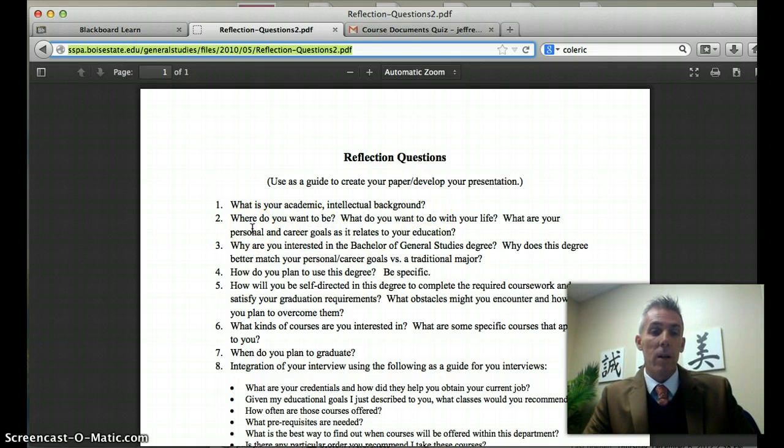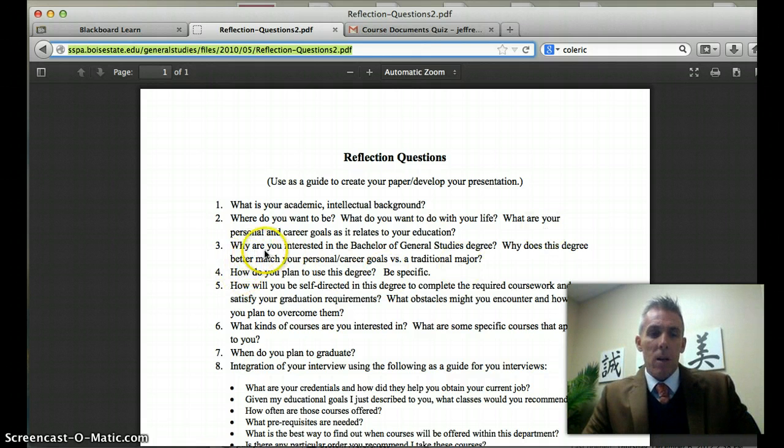Number 2, where do you want to be? What do you want to do with your life? Where are your personal and career goals as it relates to your education? The first 2 questions relate to the future. The third question here in number 2 is dealing more with the present.